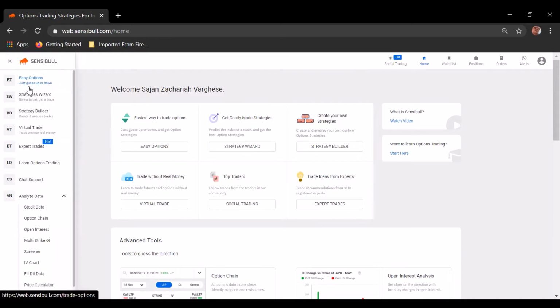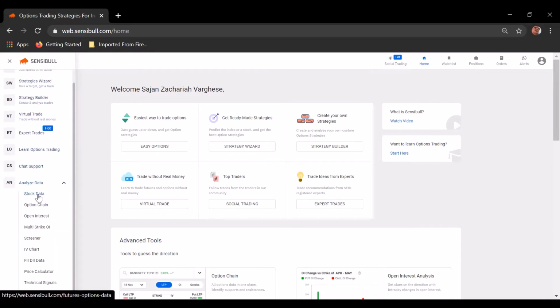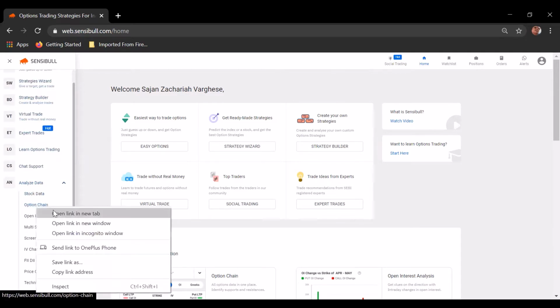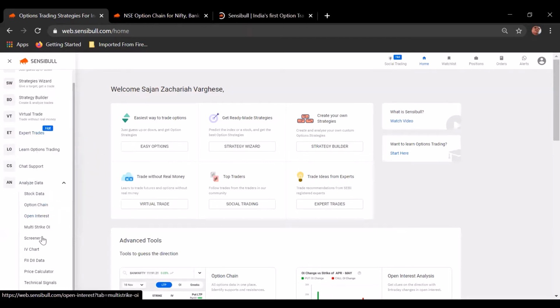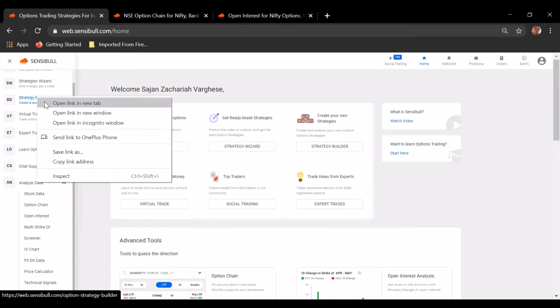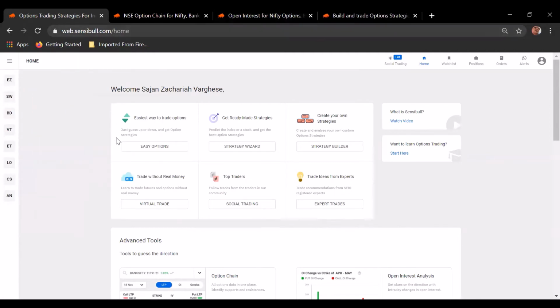You see here you have easy options, strategy wizard, strategy builder, virtual trade, expert trades, learning option trading, chat, analyzing data. I don't use all of these. I use three things. One is the options chain. The second is the option open interest. I also sometimes look at the IV chart, but not too much. And the last one is the strategy builder. So I'm just going to open them in three separate windows, and let's take a look at each of these.